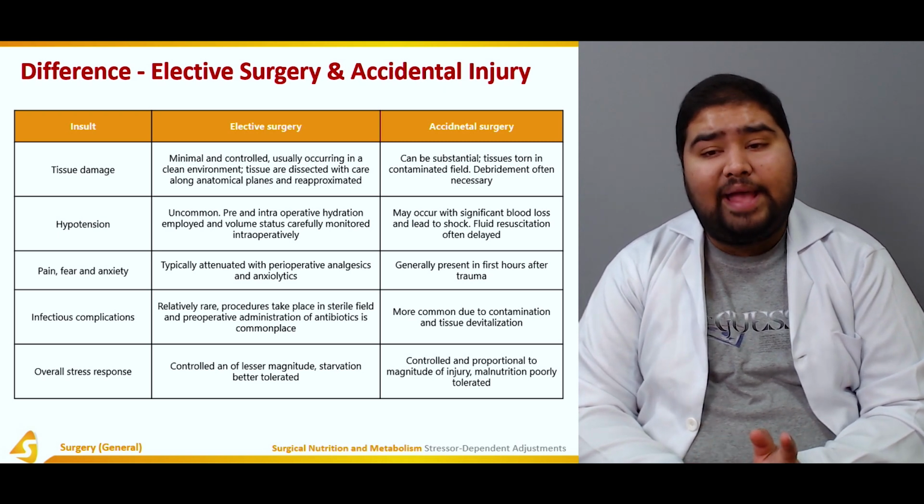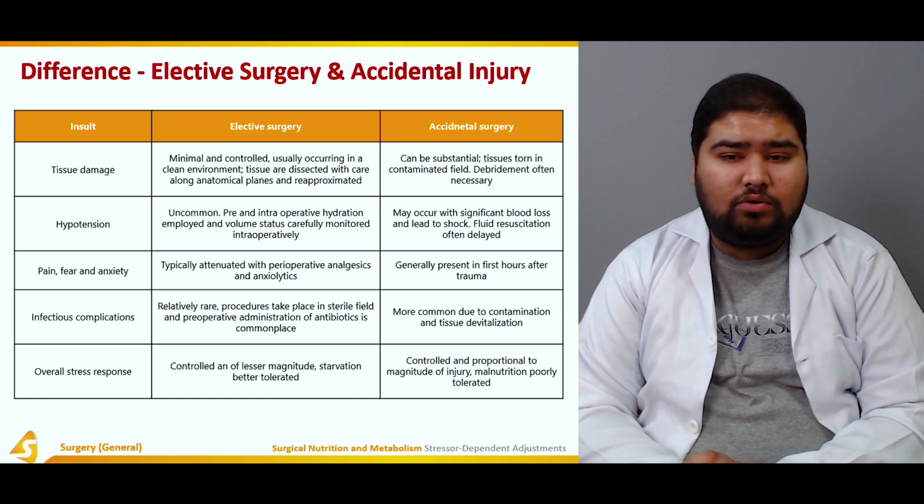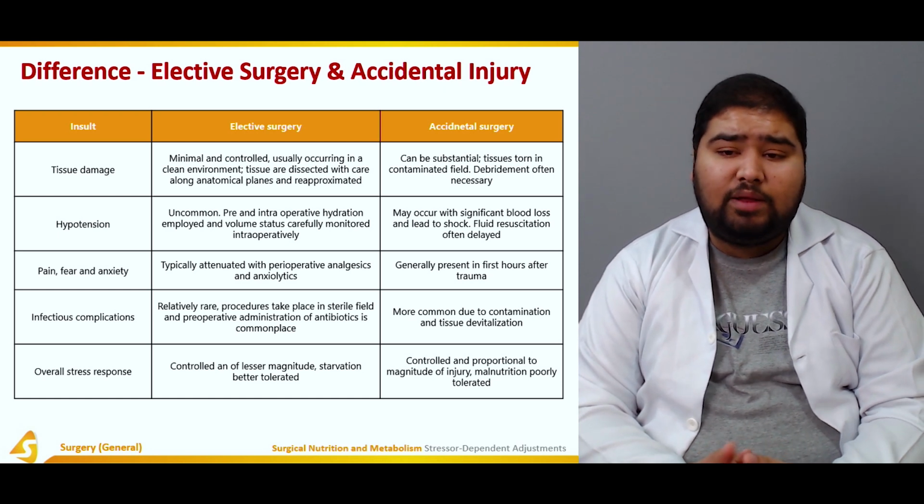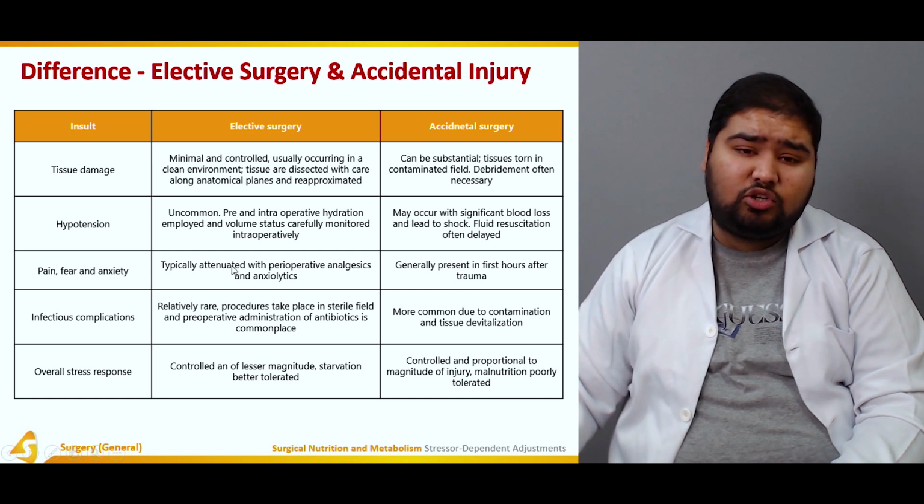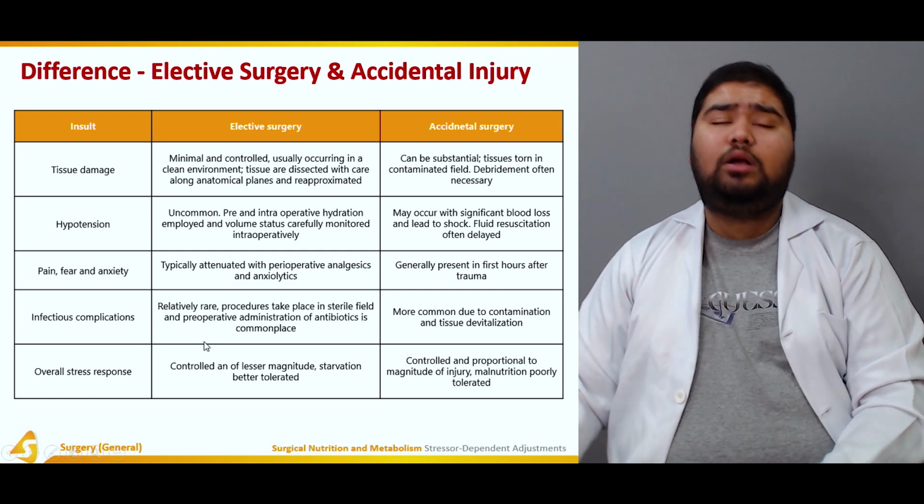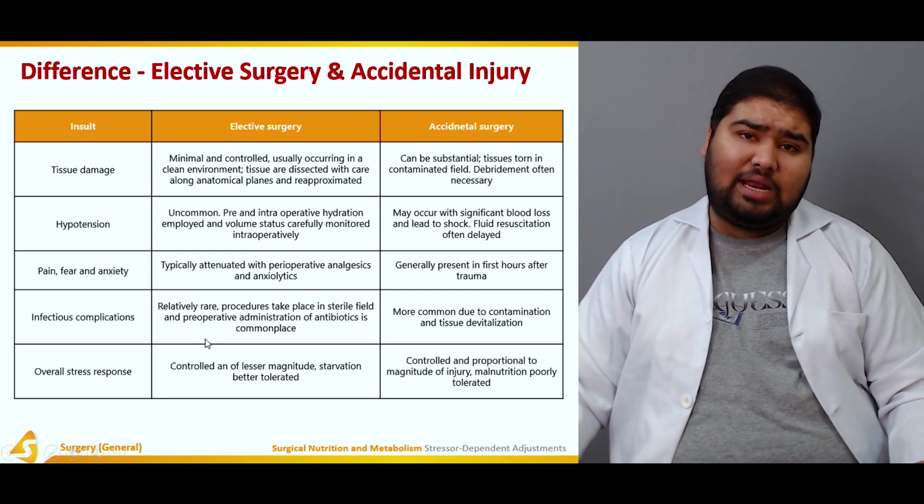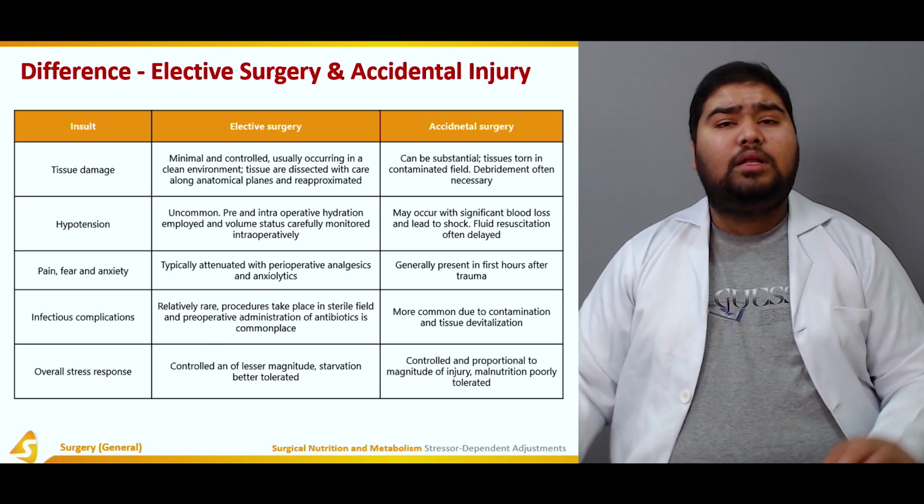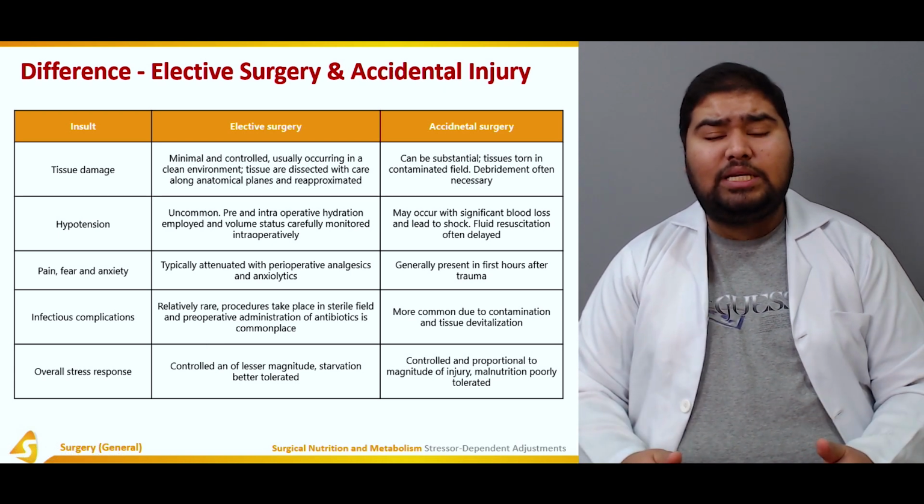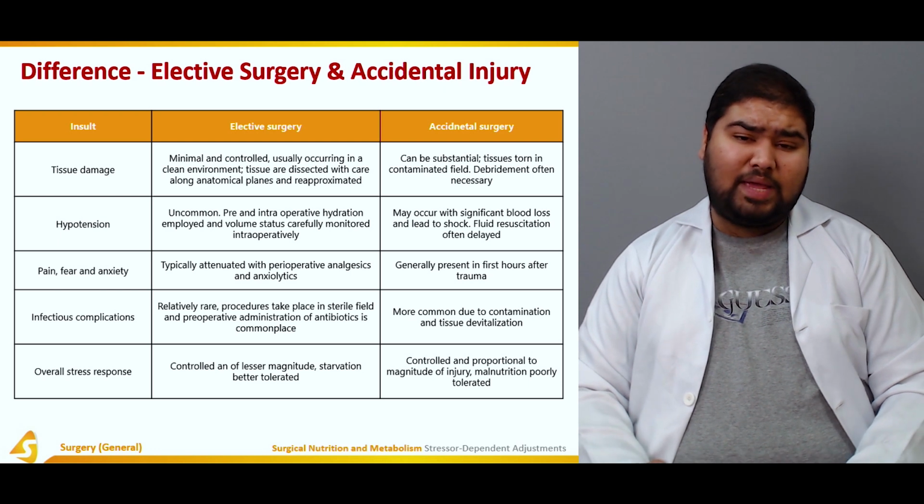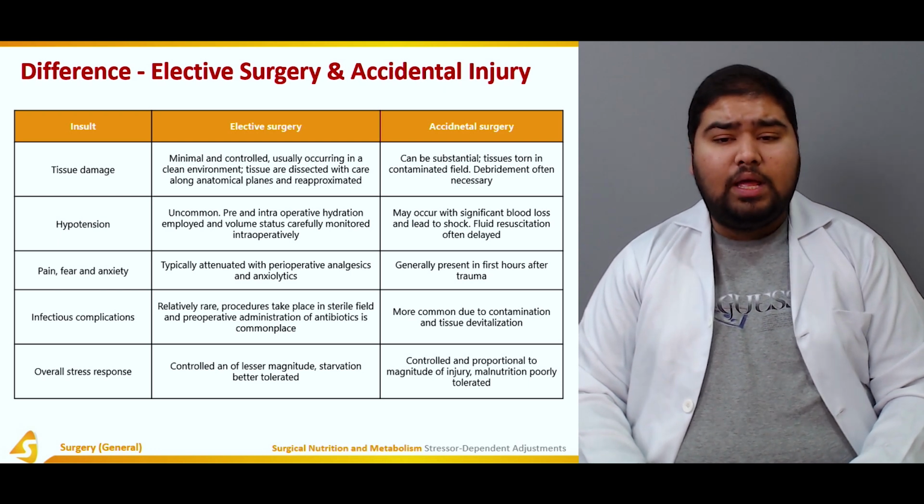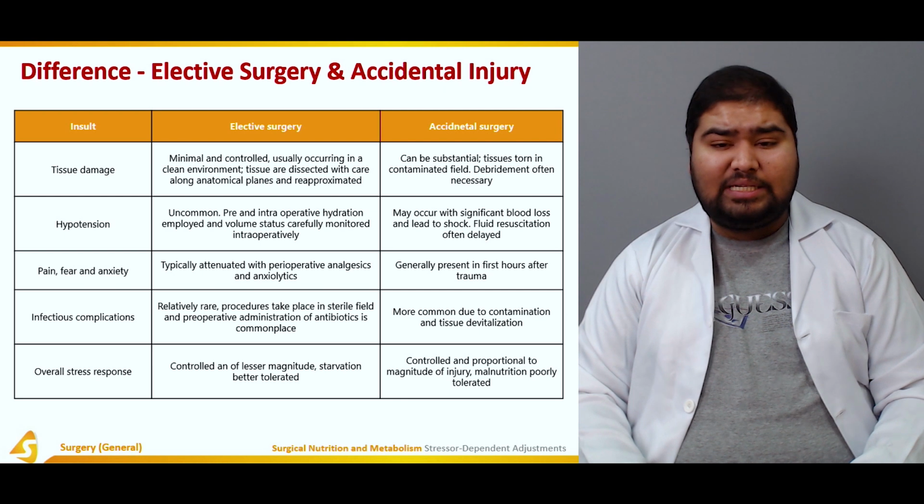However, in accidental surgery, antibiotics are generally not given, and infections generally present in the first hours after trauma. Infectious complications are very rare in elective procedures because the procedure was already decided. You try to be as careful as possible, and antibiotics are administered.